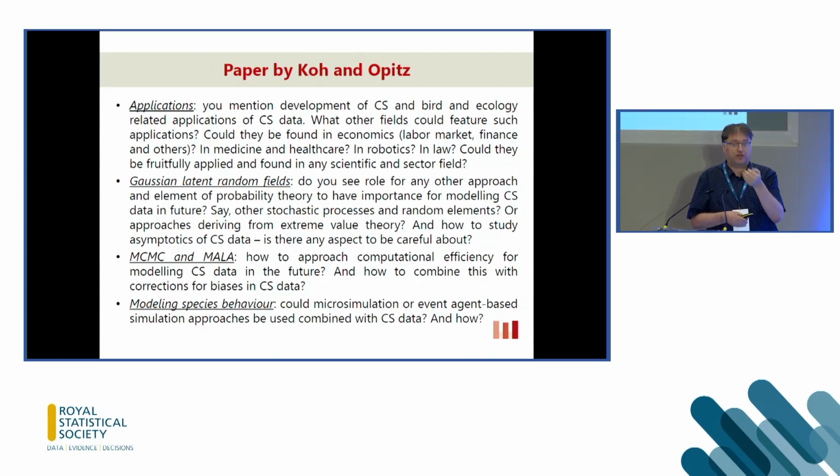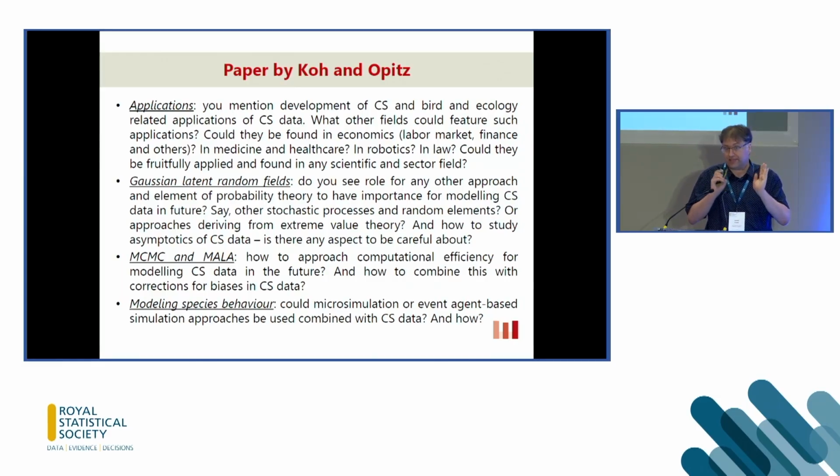The paper of Jonathan and Thomas used Gaussian latent random fields, which are, of course, a concept on the bound of probability and some mathematical statistical approaches. So which kinds of stochastic processes, random elements, and also elements from extreme value theory, which is also on the bound of the two, could possibly be used here, and how to study asymptotical properties which are necessary? Are there any specialties to study approaches here in an asymptotic manner? What kind of methods to use?